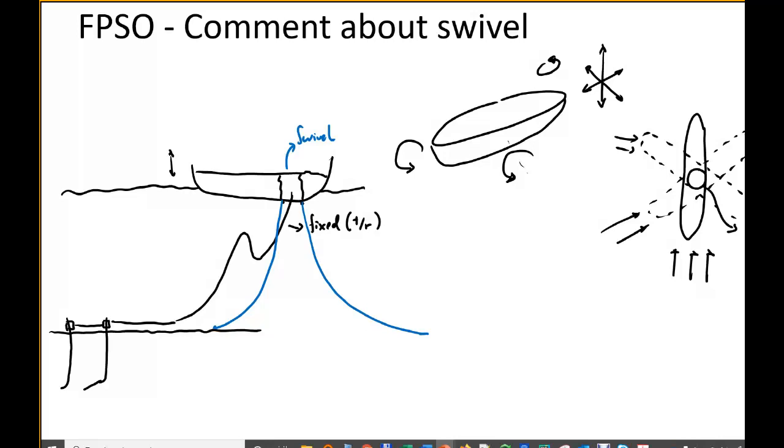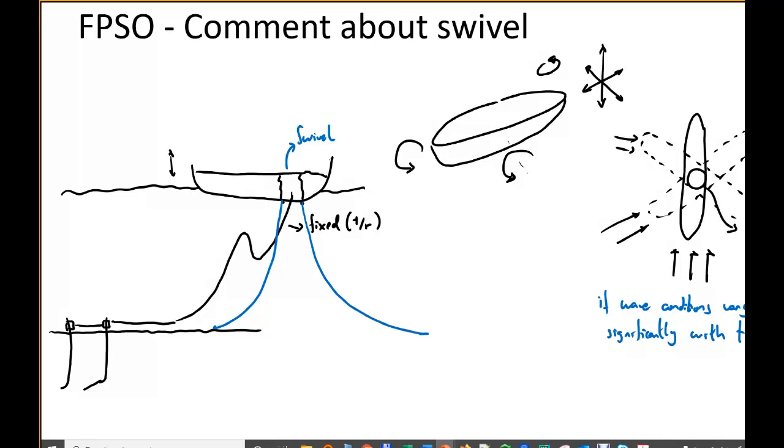The FPSO is constantly adjusting, of course, depending on the conditions. If wave conditions vary significantly, at least it looks like I have better handwriting in PowerPoint, right? Then it has to be adjusted.